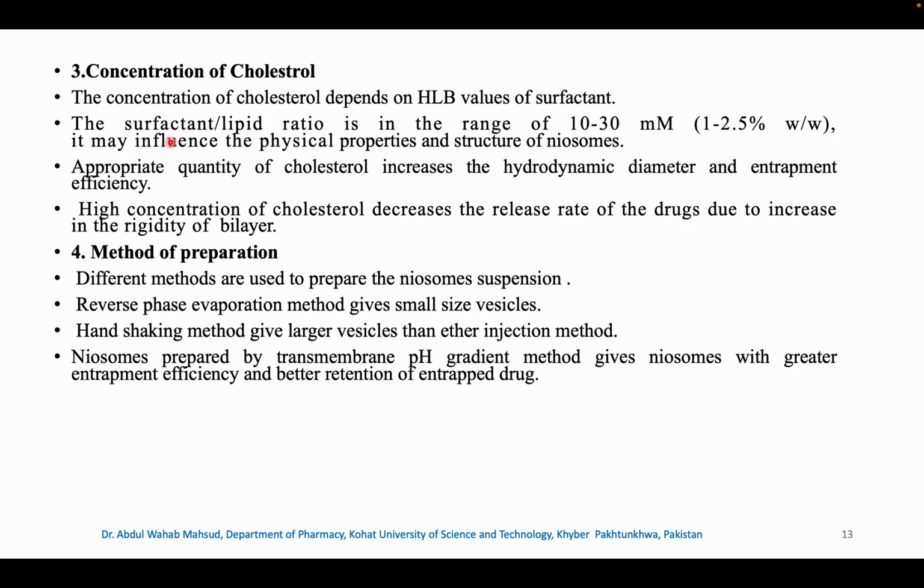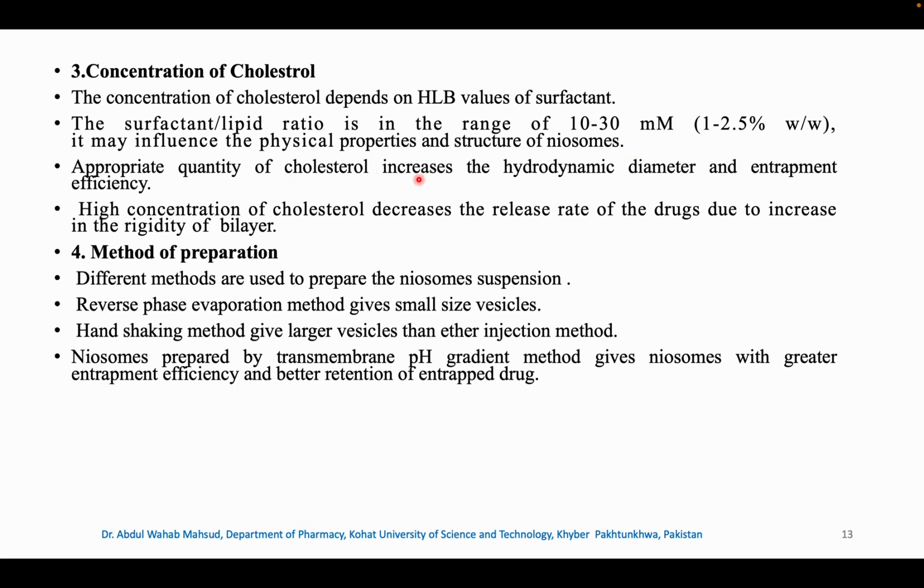Concentration of cholesterol. The concentration of cholesterol also has an effect on the physico-chemical property of the niosome. The concentration of cholesterol depends on the HLB, hydrophilic-lipophilic balance, of surfactants. The surfactant lipid ratio is in the range of 10 to 30 millimole and 1 to 2.5% weight by volume. It may influence the physical properties and structure of niosomes.